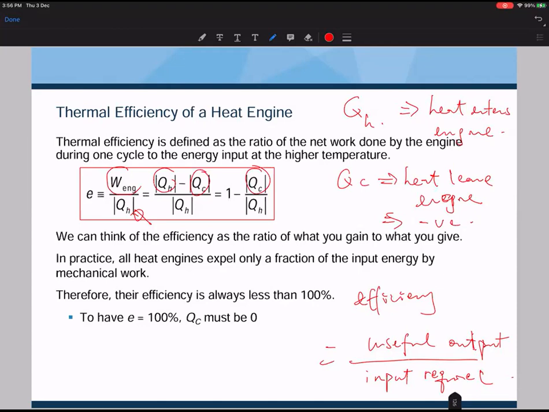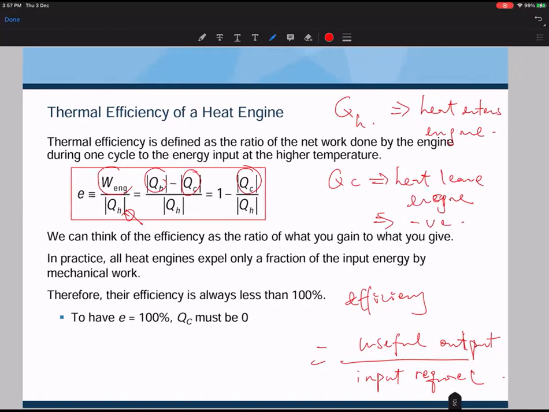So in any case, the efficiency is the useful work done divided by the necessary input, where the useful work done is the input necessary minus the wasted heat energy, QH minus QC.